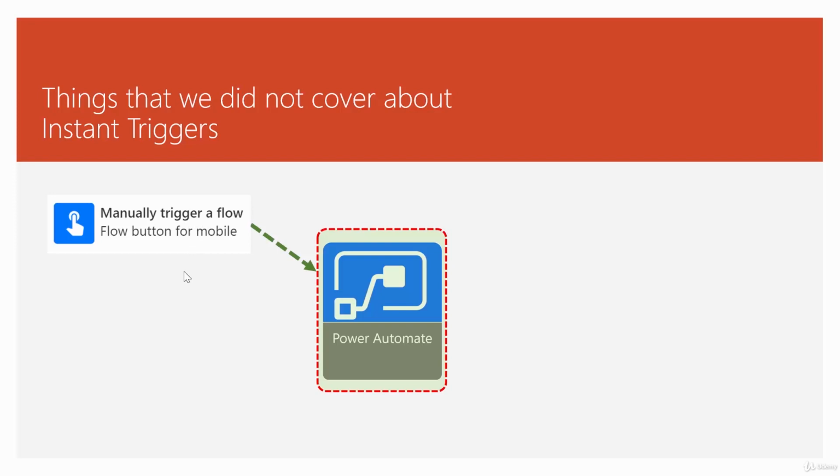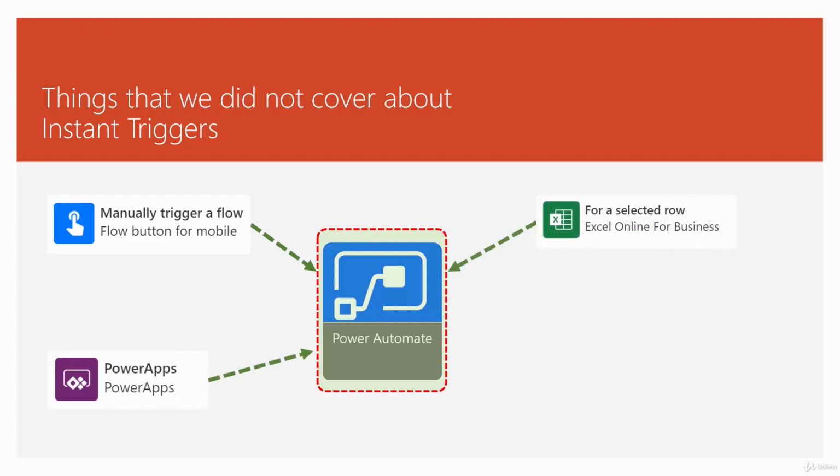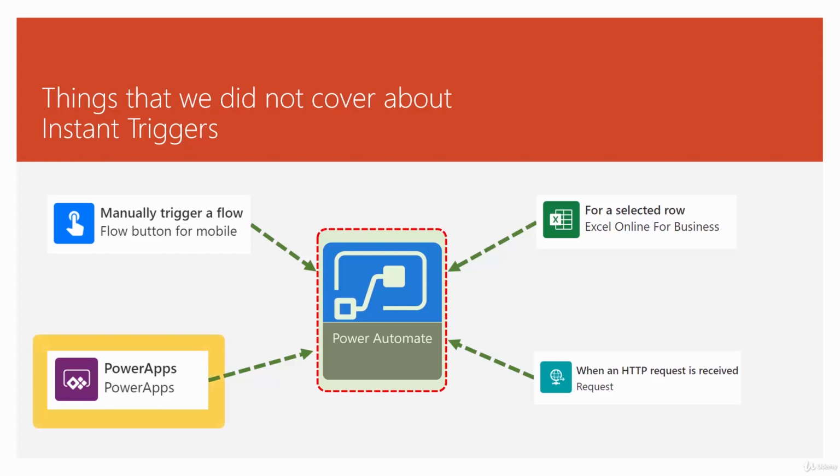There are a few more others that I did not cover. But if you are interested, these triggers are Power Apps, Excel, and Web API or HTTP request. Let's have a quick review of them and tell you how and where you can find information if you're interested. We start with Power Apps.